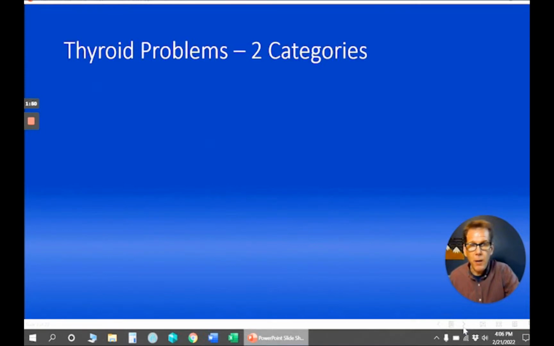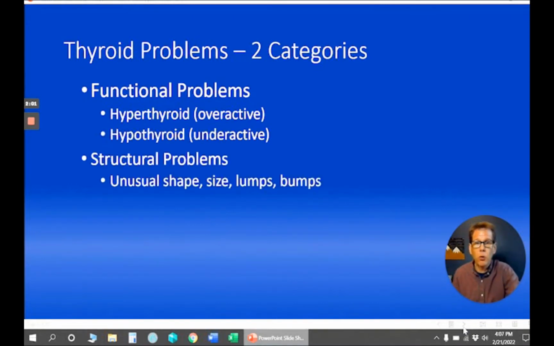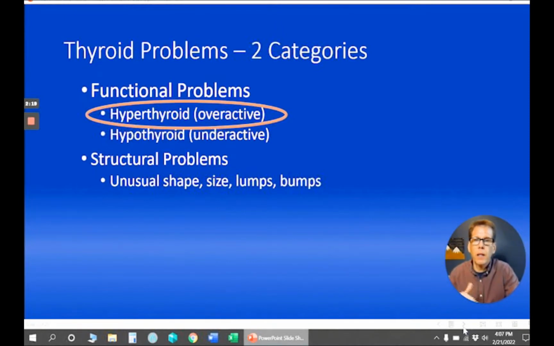So when I think about thyroid problems, I like to break them into two different categories of problems. So we can talk about functional problems. This is where the gland might be overactive or underactive. We can also talk about structural problems, where the gland has an unusual shape, size, lumps, or bumps. And people can have functional problems or structural problems or both. And then obviously if your thyroid is healthy, you will have neither. And so we're going to focus in this training on the overactive thyroid. There are some other trainings that talk about hypothyroidism or thyroid nodules, and so do check those out if you need to.